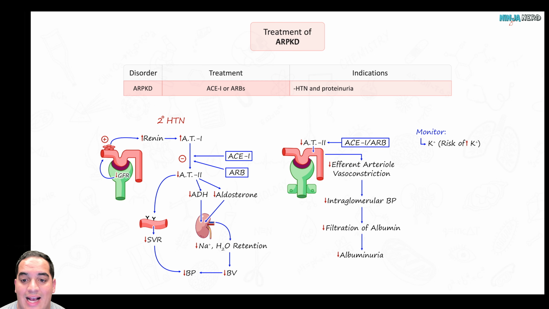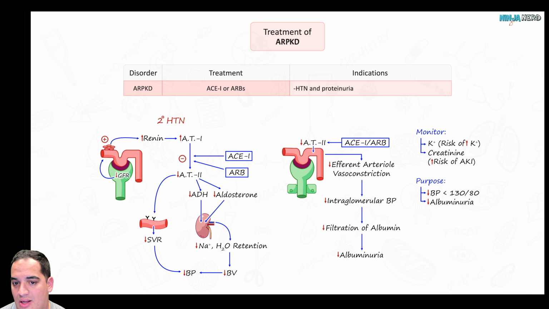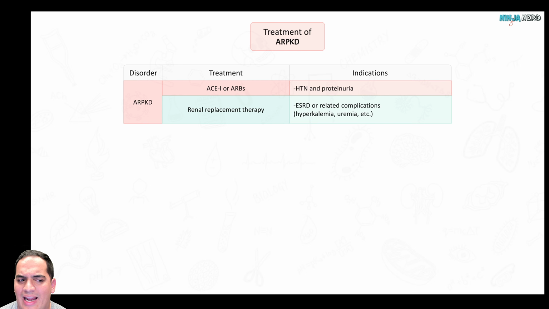Again, watch out for the potassium, watch for the creatinine, and again, your overall goal is to get the BP lower, and on top of that, to try to reduce the albumin that's being lost into the urine. Again, in ARPKD, some of these patients, if they do happen to survive a little bit later, you may need to consider putting them on dialysis. You may need to start getting an AV fistula or a central venous catheter going to obtain access to start saying, I need to begin dialysis if you're having refractory hyperkalemia, uremia, etc.